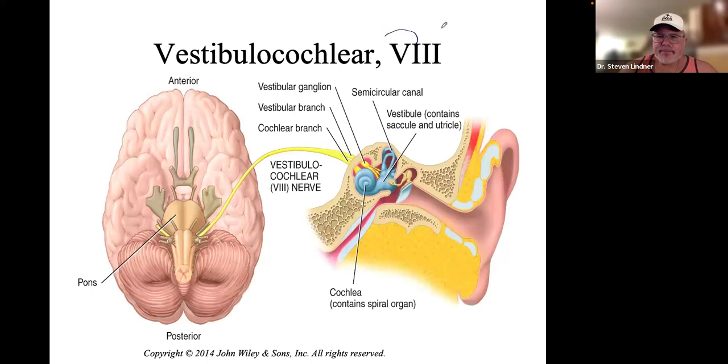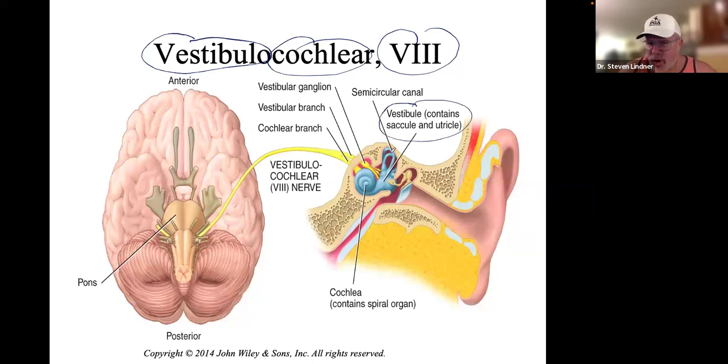Cranial nerve 8, the vestibulocochlear nerve. It has two divisions: a vestibular division and a cochlear division. The vestibular division deals with the vestibule, which are known as the semicircular canals. There's an anterior canal, a posterior canal, and a lateral or horizontal canal. That deals with movement of the head, like when you tilt your head forward or back or turn your head left and right.